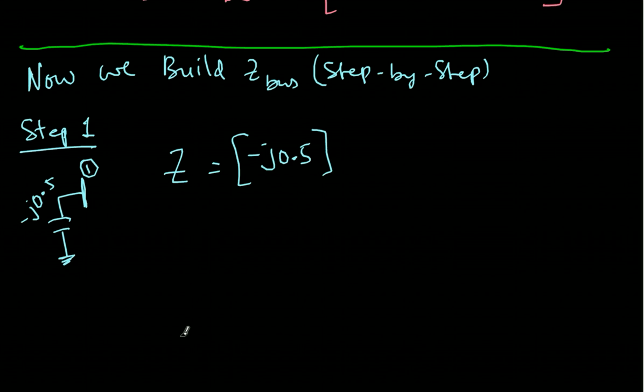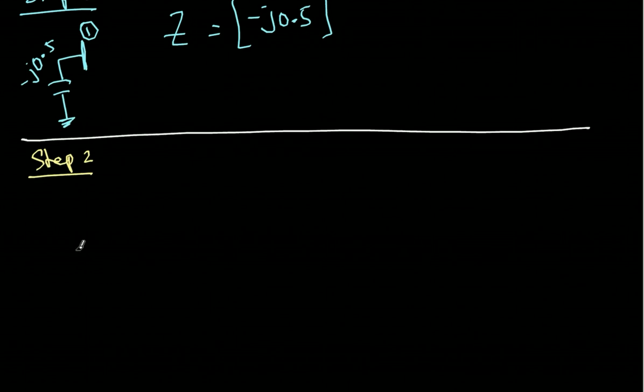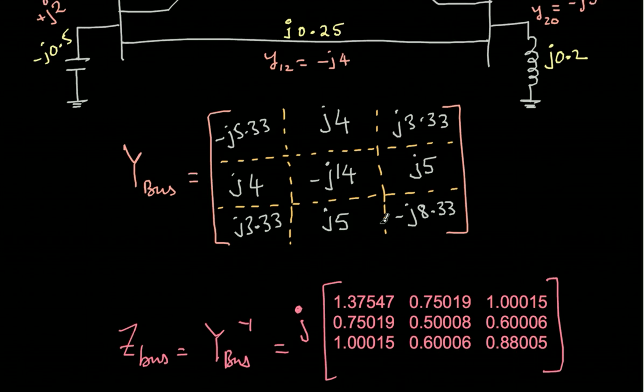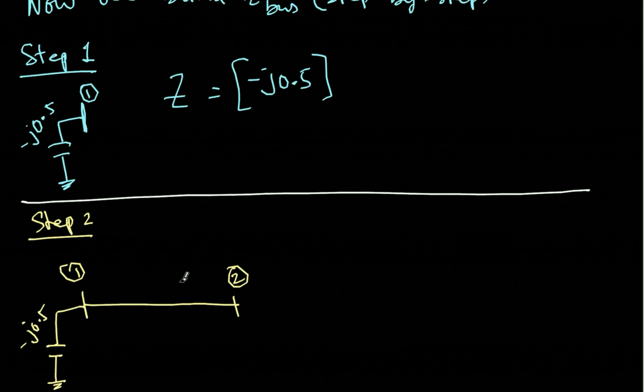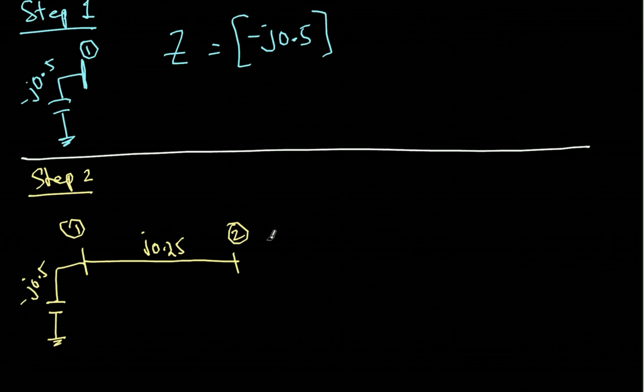All right. Moving on. What is step two? Step two is, I'll consider like this. This is already considered. And to this bus one, I'm adding another bus two, and whose impedance is j0.25. So a new bus two is created, which is connected to existing bus one, and this looks like it is case 2. So I'll apply the formula for case 2.